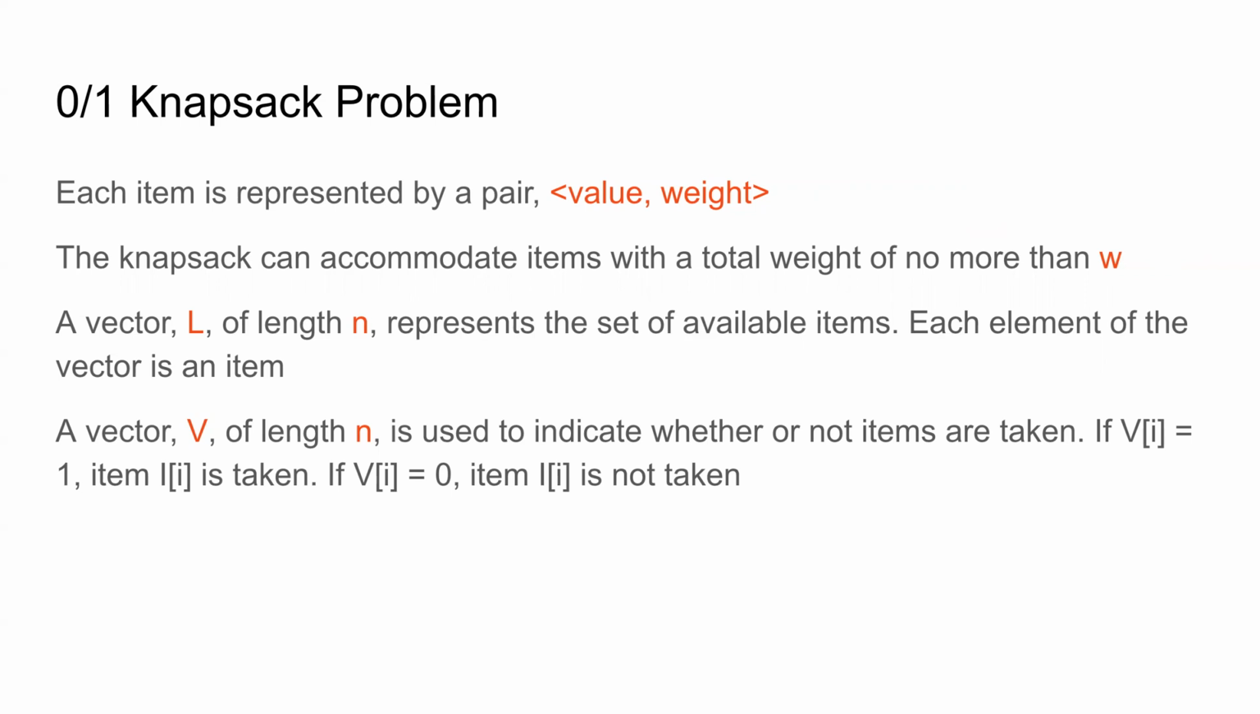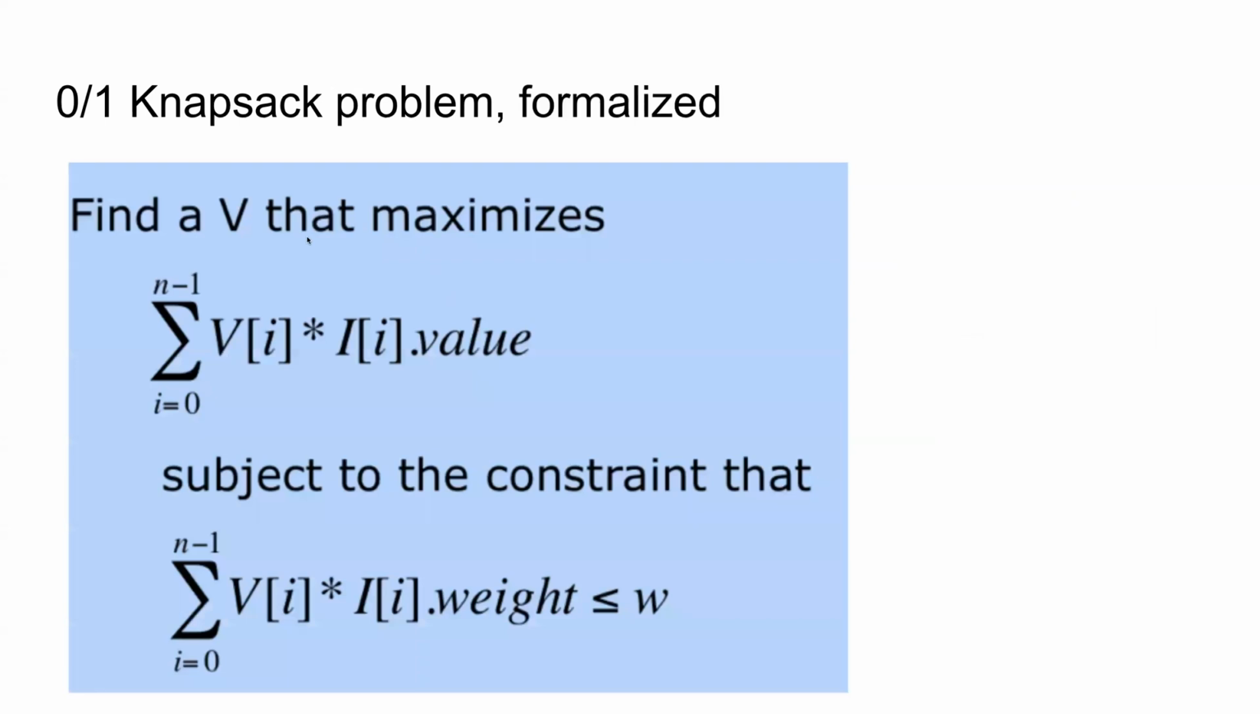And in this model, we use a vector L, or list in Python, of length n to represent the set of available items. Each element of the vector is an item, a pair of value and weight, remember? And then we have a vector V of the same length to indicate whether or not you're taking an item. So you have n items. Each position in that list represents that item number, and the value at that position is either 0 or 1, meaning you take it or not take it.